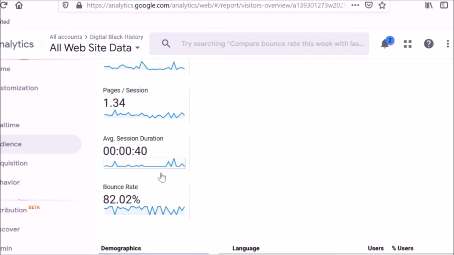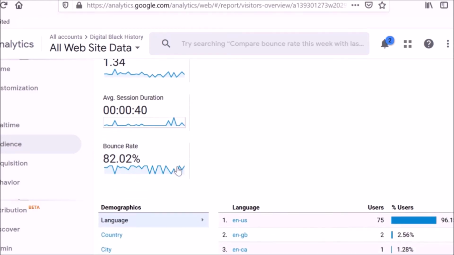The average session duration, so how long people are spending on the site. And my bounce rate, which is relatively high. As I mentioned previously, whether or not your bounce rate is high or low, and if it's a good thing, depends on the type of website you have. For example, for digitalblackhistory.com, I only have a few pages, and most of the stuff that people are going to do on the website is on the first page. So for me, a high bounce rate makes perfect sense.